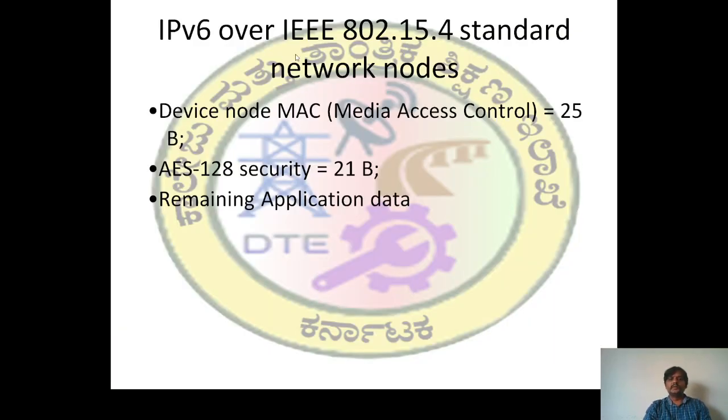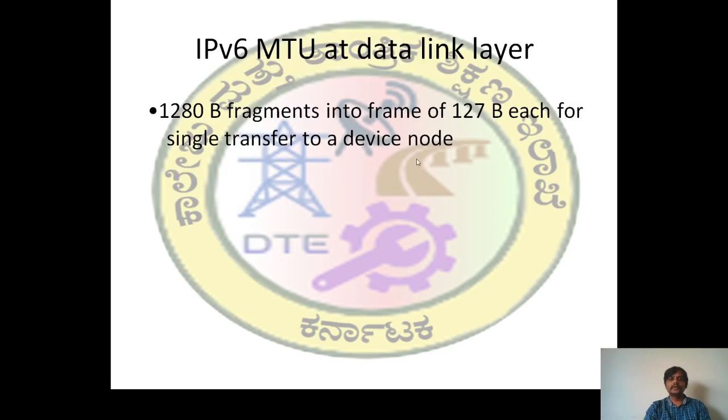IP version 6 over standard network nodes: a device node having the MAC, that is media access control, consisting of 25 bytes. For security purposes, we are going to use AES 128, which will take 21 bytes. The remaining is the application data. IP version 6 MTU at the data link layer, 1280 bytes, fragments into frames of 127 bytes, each for a single transfer to a device node. So this is called fragmentation, dividing 1280 byte fragments into 127 bytes.